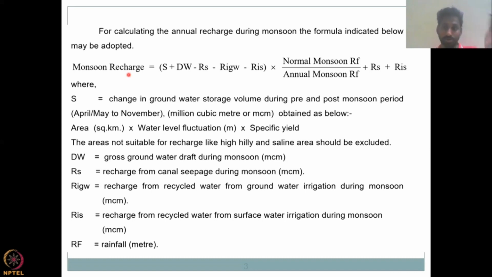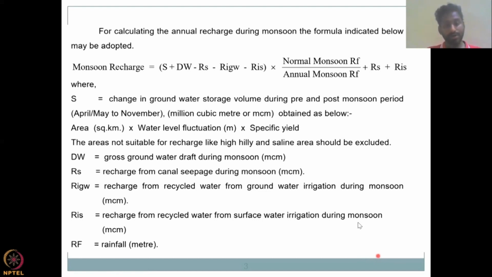That water is also added to the recharge, because the water you're pumping is only recharge water. So take the monsoon water, put it into your groundwater as recharge. But while you're putting it in as recharge, you're also extracting water, and that water combines with the recharge to get net recharge. So S plus DW is net, and then you remove your double calculations RS, RI, GW, RIS, times your normal monsoon rainfall by your annual monsoon rainfall, plus RS plus RIS. Okay, so all this is given as your monsoon recharge.